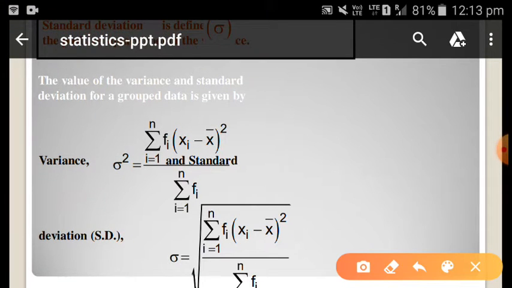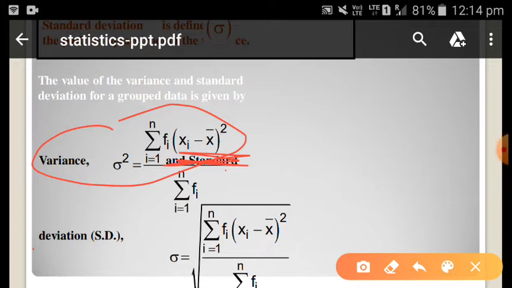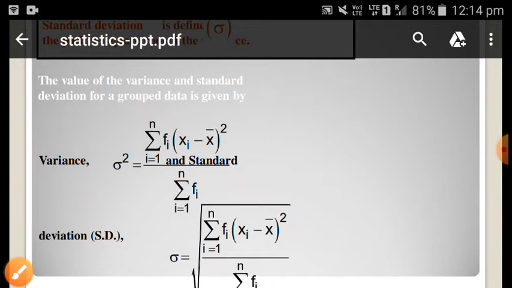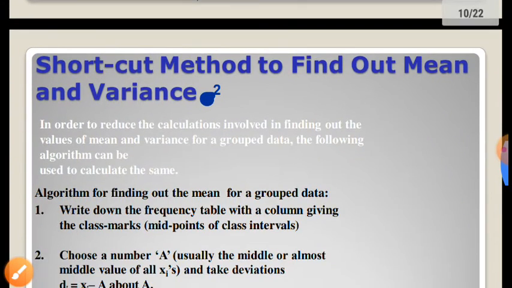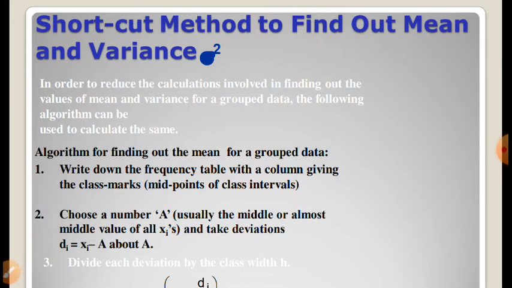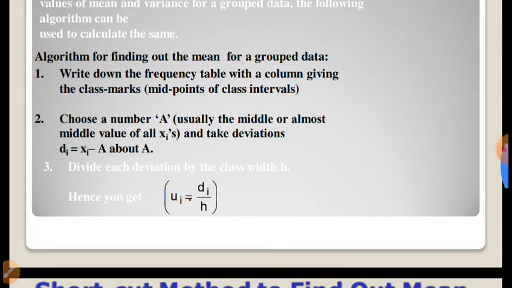Here the formula for the variance is this one. The standard deviation should be written here. The formula is sigma, i equals 1 to n, fi times (xi minus x bar) whole square, divided by sigma fi, and the standard deviation is nothing but the square root of that. There will be different formulas, shortcut methods, for finding the mean and variance. These formulas can be used here.